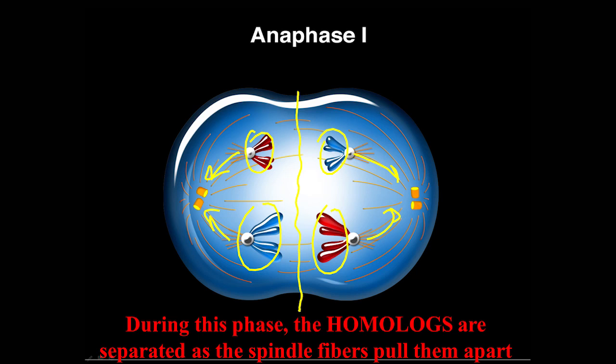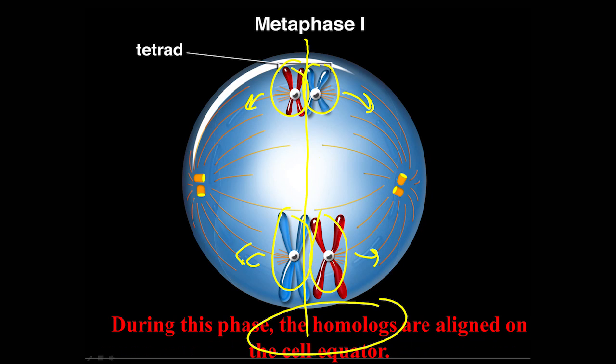I should mention, so let's just be clear. The homologs are separated. Spindle fibers are pulling them apart. I'm not giving all the details like we did with mitosis because I don't think it's necessary. But just to go back here for a minute, we have to draw it one way, but I want you to be clear. It happened to be that a red one was on this side and a blue one was on this side, right?